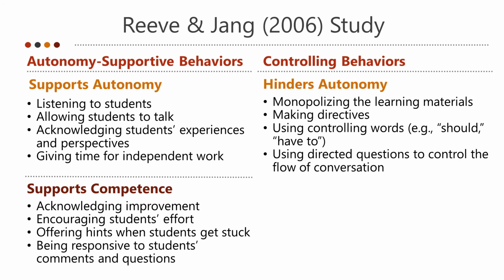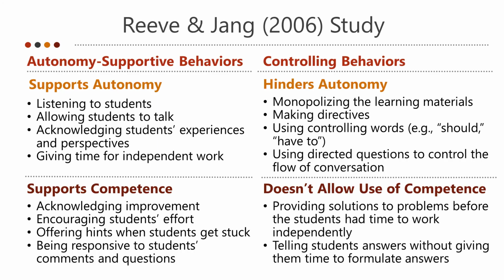They also found that the following controlling behaviors by teachers were negatively correlated with students' perceptions of autonomy: monopolizing the learning materials, making directives, using controlling words, such as should and have to, and using directed questions to control the flow of conversation. And these things, which seem to me to not allow students to use their competence, providing solutions to problems before the students had time to work independently, and telling students answers without giving them time to formulate answers.